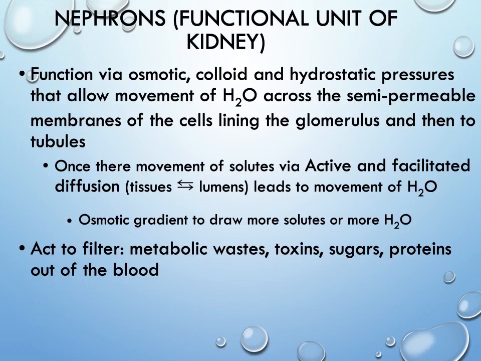The function of the nephron is based off of Starling's law in terms of the motion of fluids across the membrane. What's going to happen is that fluid is going to move from the glomerulus into Bowman's capsule, then move into the proximal convoluted tubule, into the loop of Henle, and then into the distal convoluted tubule. The movement of fluids into Bowman's capsule to start the formation of urine is referred to as filtrate.